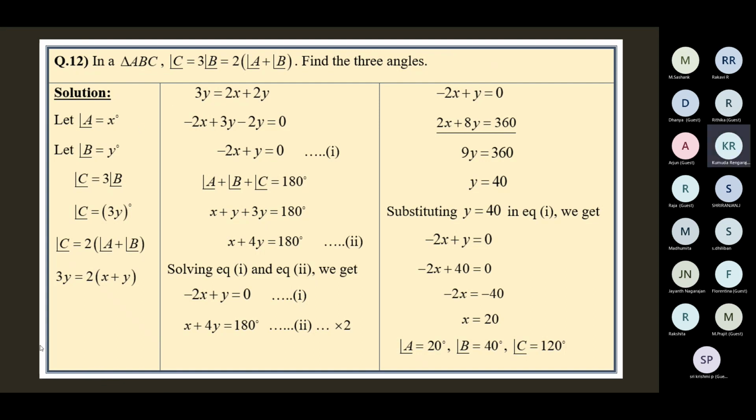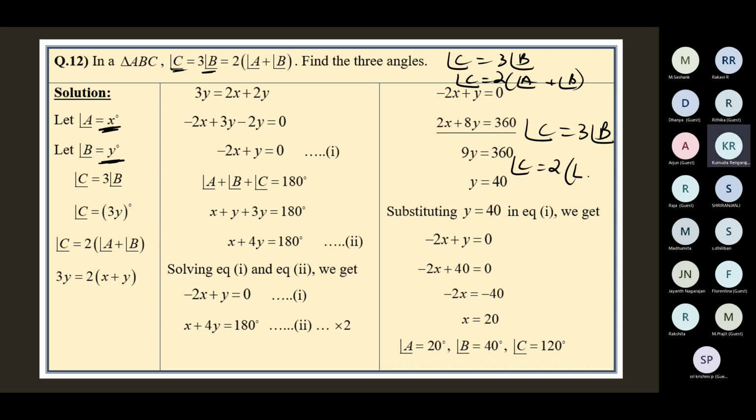So you can see here I've called angle A as x degrees and B as y degrees. And what is angle C given to be? 3 times angle B. All these three are equal. Angle C is thrice angle B. Angle C is also twice of angle A plus B. Angle C is equal to thrice angle B. This is true. This is also true. Angle C is equal to twice of angle A plus B. This is also true.